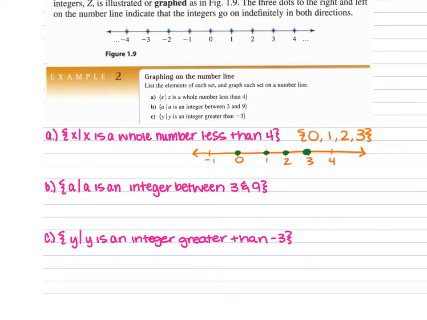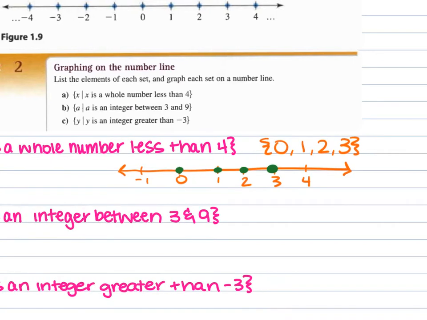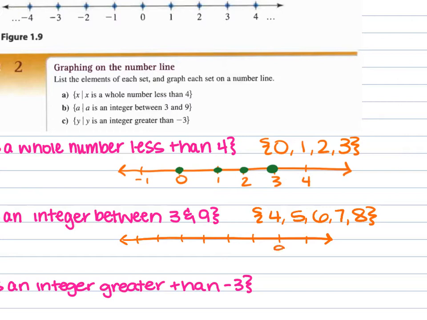B says an integer between 3 and 9. Between 3 and 9 does not include 3 or 9, so this is 4, 5, 6, 7, and 8. So on our number line, we're going to have 3, 4, 5, 6, 7, 8, 9. So between 3 and 9 is 4, 5, 6, 7, 8, and then we're done.